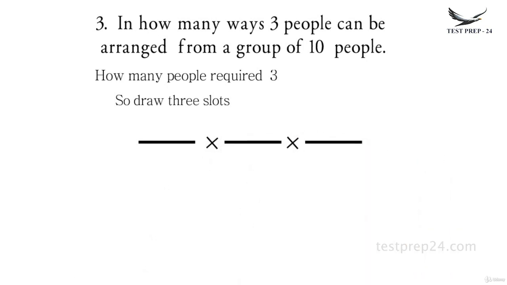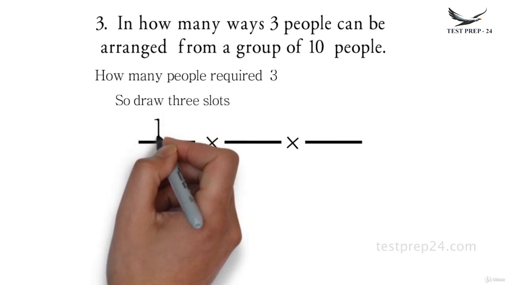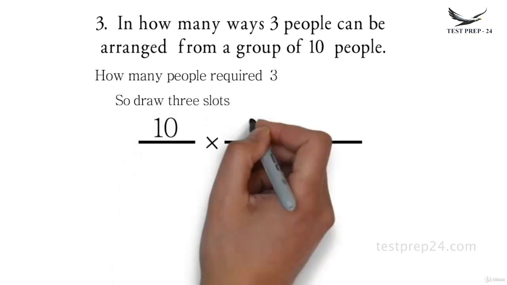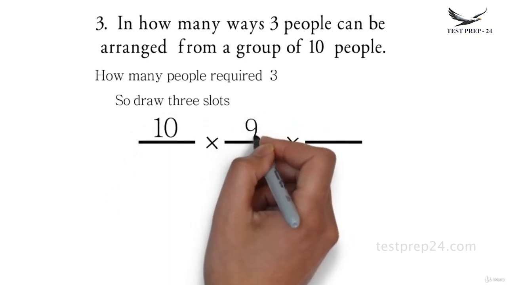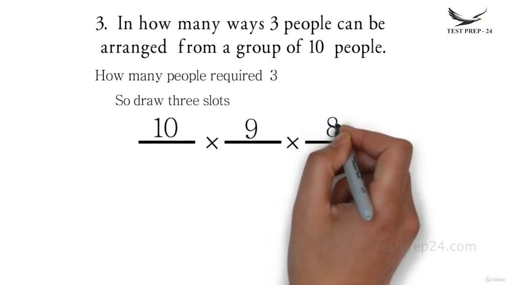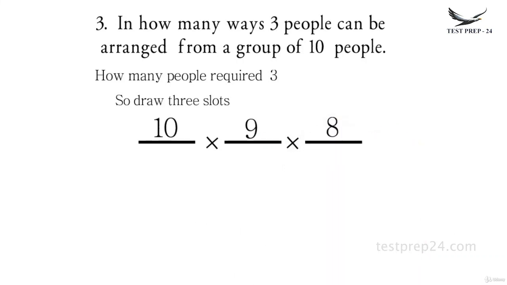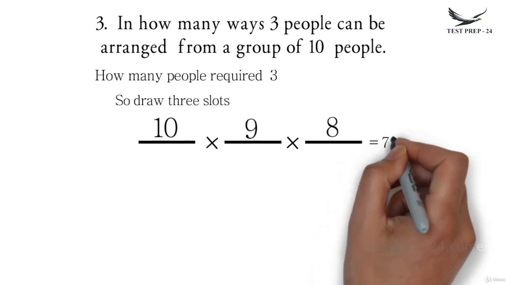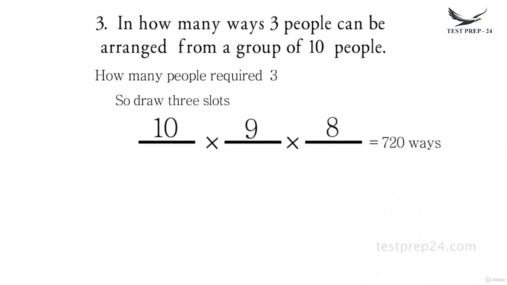In the first slot you can take any person out of the 10 persons, so the first slot can be filled in 10 ways. Similarly, once one person is placed, you are left with 9 persons, so the second slot can be filled in 9 ways. For the third slot you are left with 8 persons, so it can be filled in 8 ways. So the total possibilities here will be 10 into 9 into 8, which equals 720 ways.